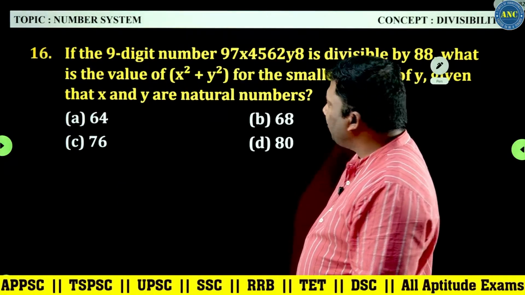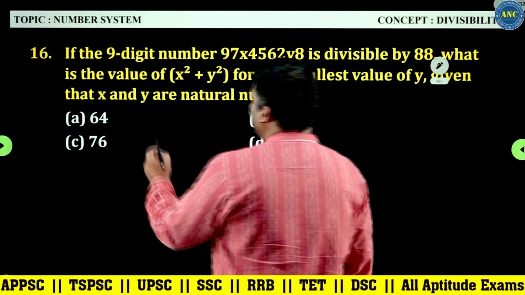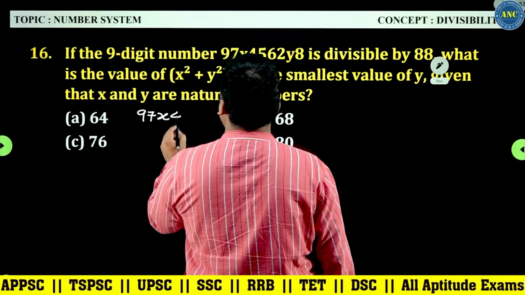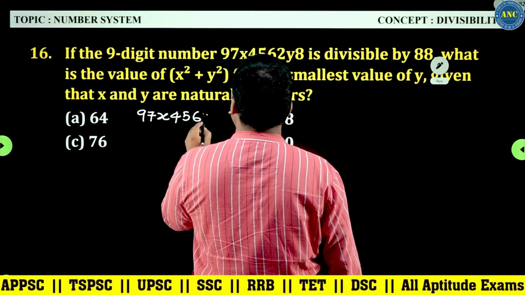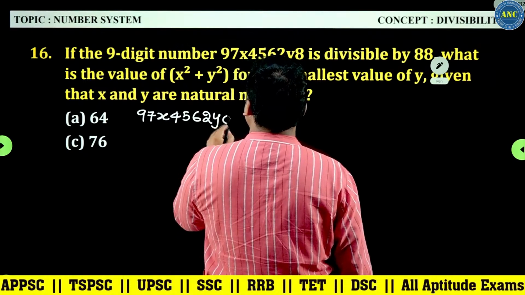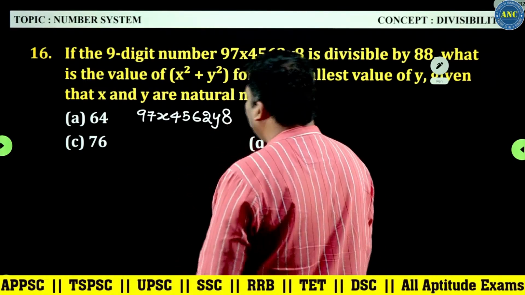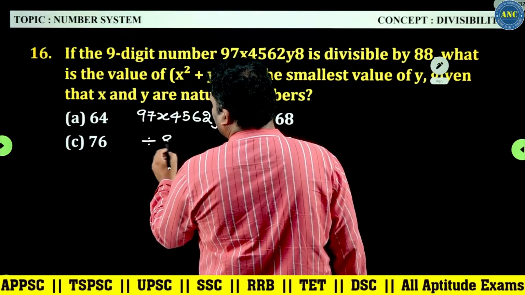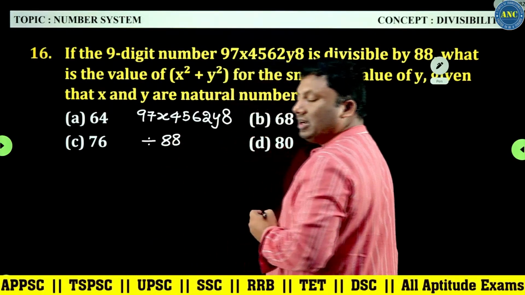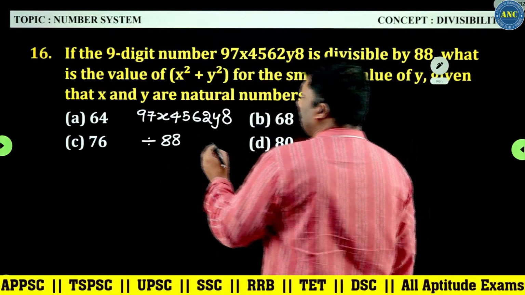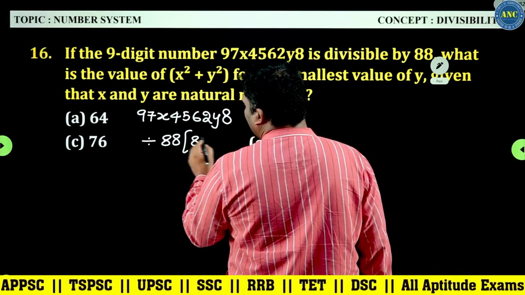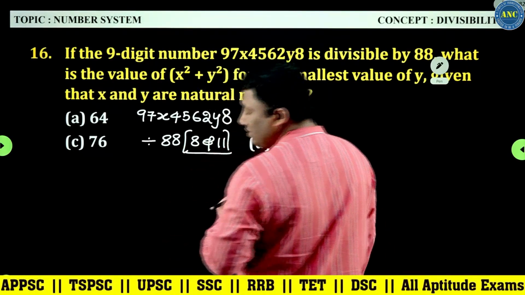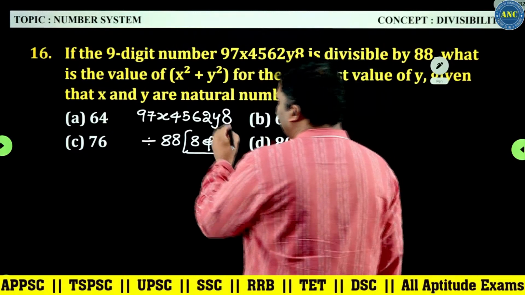Next one. There is a 9-digit number 97x4562y8, and it is always divisible by 88. 88 is a composite number. That means it is divisible by 8 and 11.